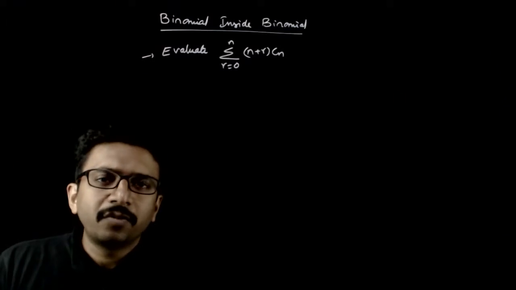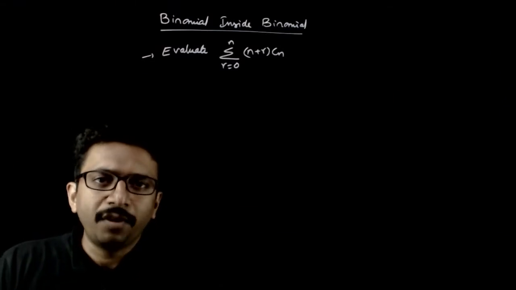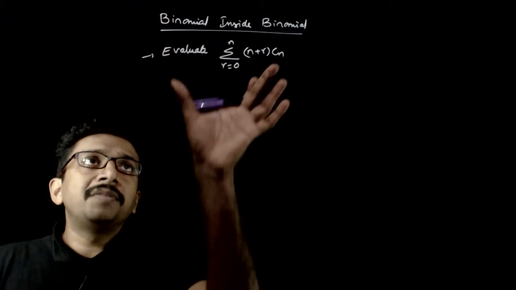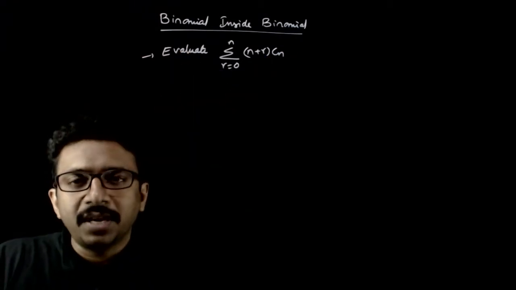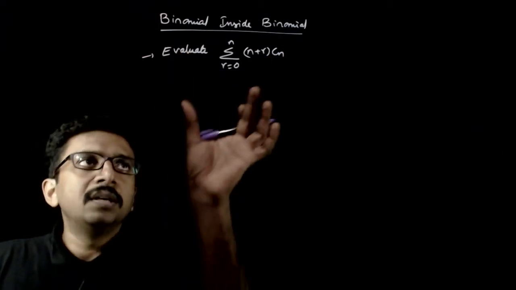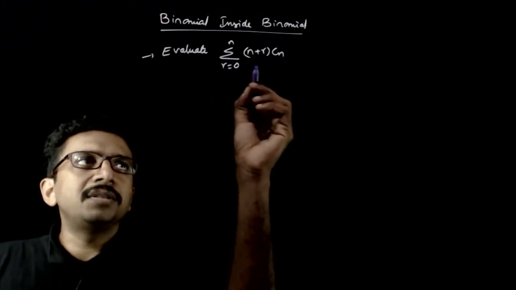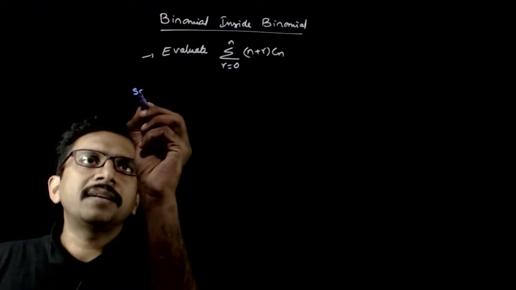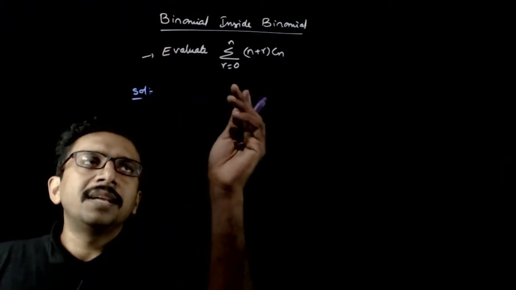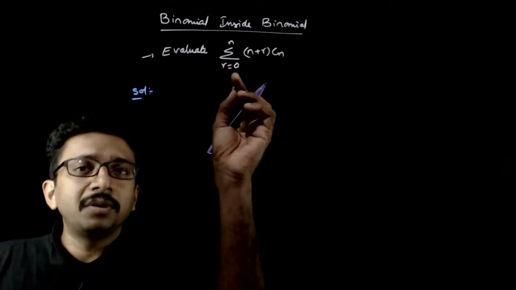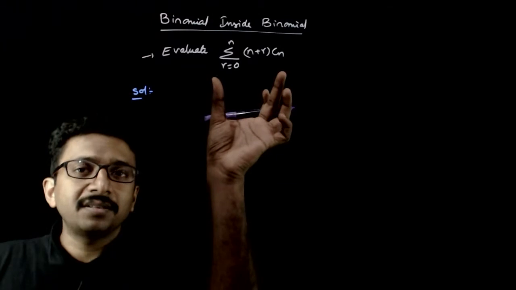So now let us look at some questions which are more involved. One type of question is binomial inside binomial. In this question you are asked to find the sum of (n+r)Cn for r from 0 to n. I am trying to expand this sigma.